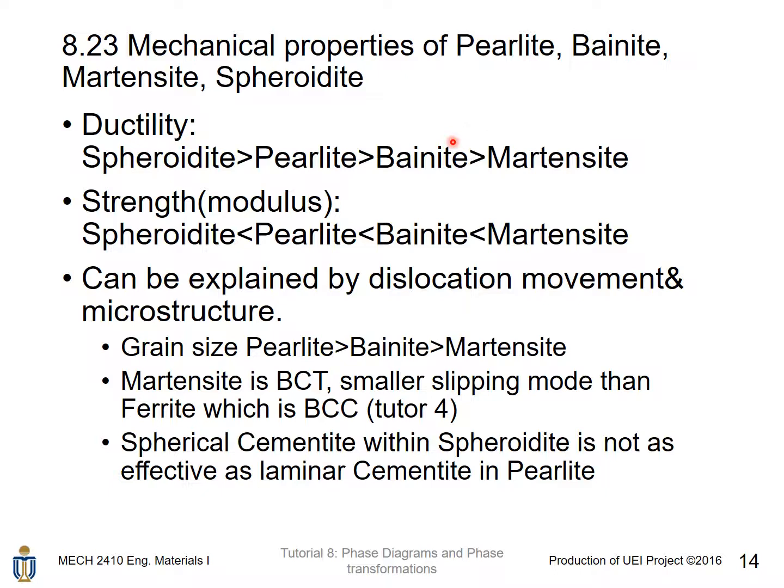And the martensite is BCT. It has a smaller slipping mode than ferrite, which is body-centered cubic. You can refer to tutorial 4 for more description about the slipping mode. And spherical cementite within the spheroidite is not as effective as laminar cementite in pearlite in terms of stopping the dislocation movement. And that's why we order them this way.